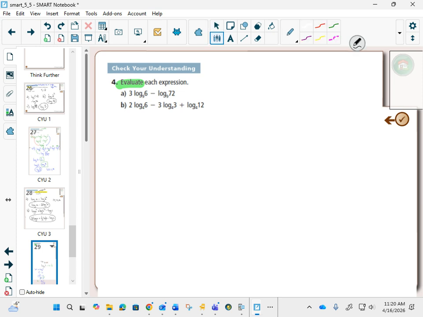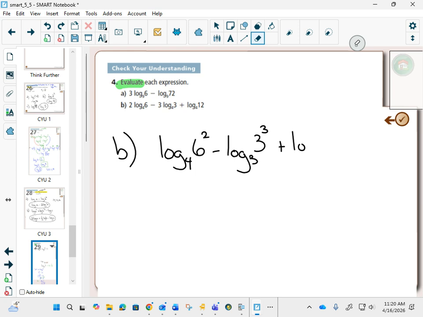While we're doing it, again, it says evaluate. I look at these and I do not know 4 to what exponent is 6, 4 to what exponent is 3, 4 to what exponent is 12. So combining them as a single log might be helpful. So I'm going to put in my exponents for first. 6 squared minus log 3 of 3 cubed plus, oops, not log 3. Still a base of 4, log 4 of 12.